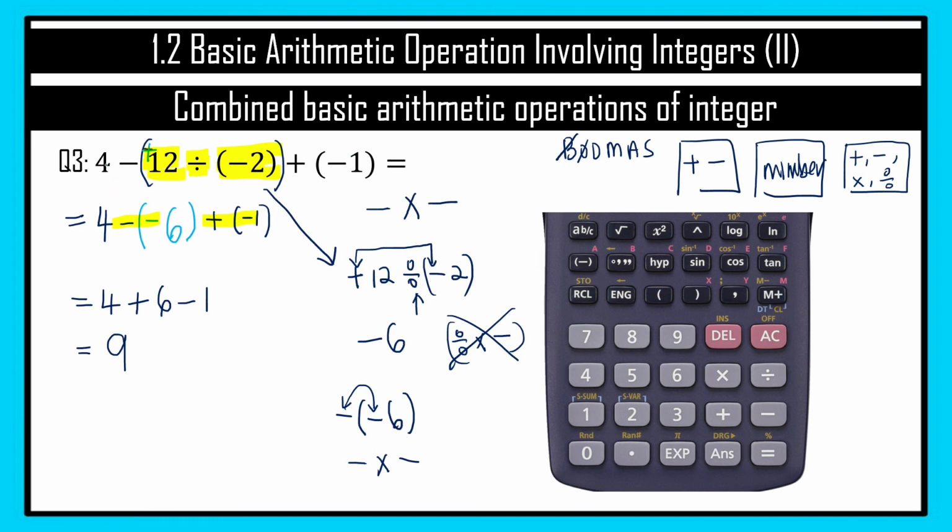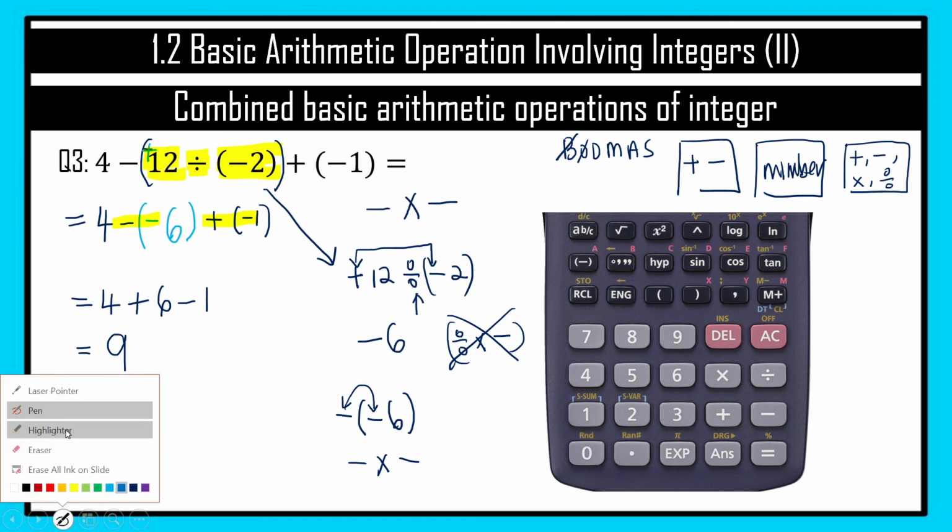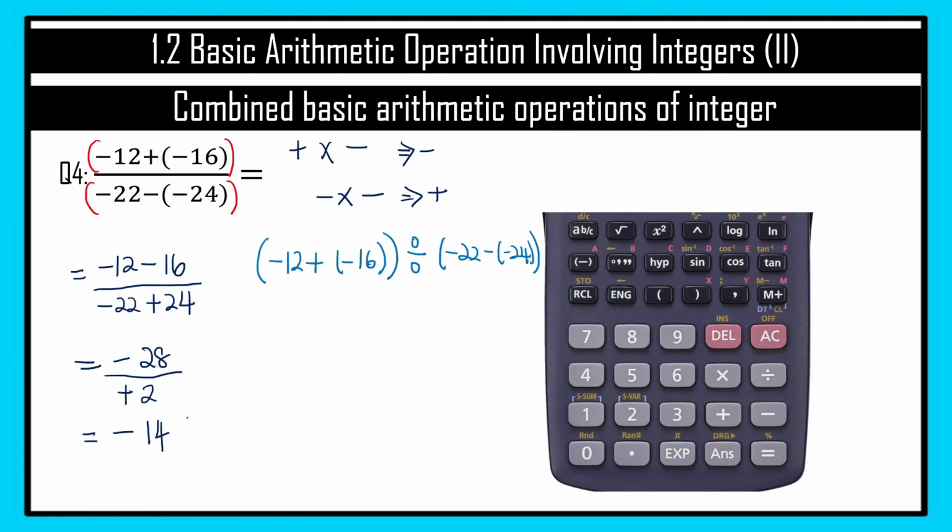Alright, you see this number 4 just now? I have not calculated, so I write it down. So don't you miss 4 and then suddenly put 4 inside. Okay, so this is how we use BODMAS to help us calculate for combined operation.